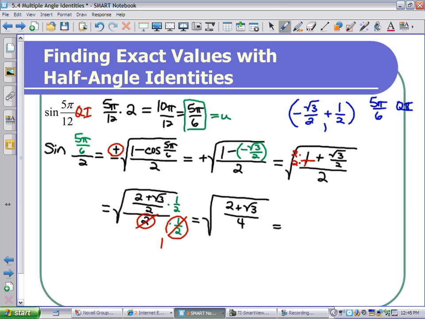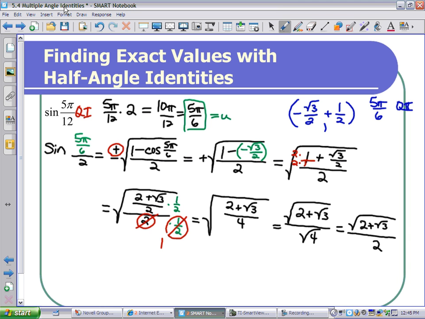However, what I am going to write is I'm going to break this into two radicals, because if you remember from our rules with radicals, I have to rationalize the denominator if I have a radical there. So this is going to be 2 plus the square root of 3 all over square root of 4. And square root of 4 is the same thing as 2. So we're going to rewrite this as the square root of 2 plus the square root of 3 all over 2. This is as far as this is going to simplify.